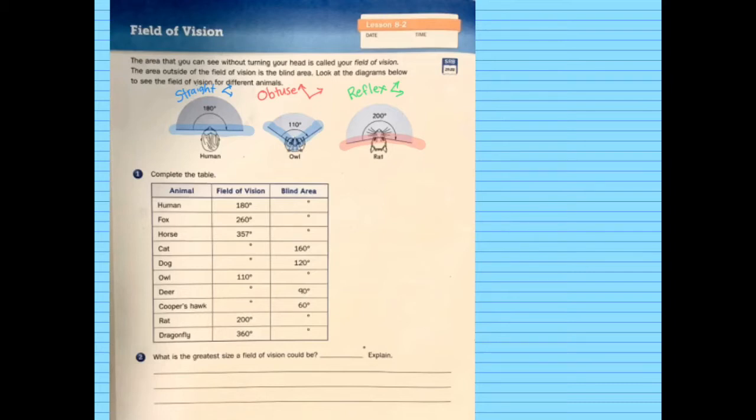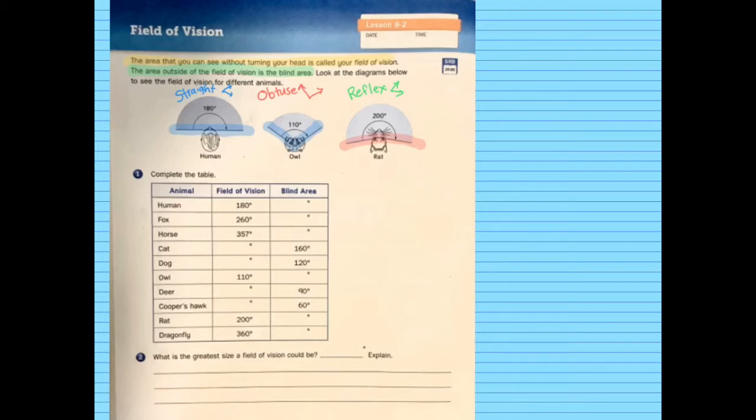All right. So underneath all these different pictures of the human, the owl, the rat, we have a table. And this math journal is asking us to complete the table. We've got the animal, the field of vision, and then the blind area. Now, let's look back in our word problem. So we know what the field of vision is. It's that area that you can see without turning your head. But the area outside of that field of vision is the blind area.